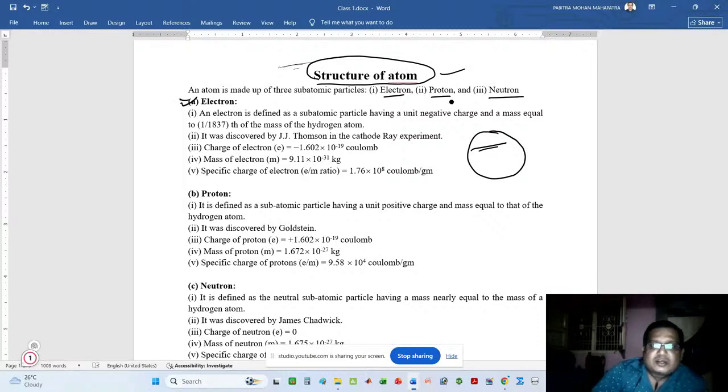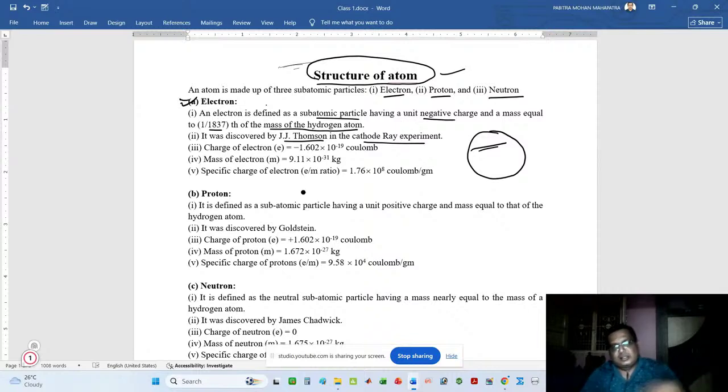An electron is defined as a subatomic particle having a unit negative charge and a mass equal to 1 by 1837 of the mass of a hydrogen atom. It was discovered by J.J. Thomson in the cathode ray experiment. After some time, I will discuss what the cathode ray experiment is and how J.J. Thomson discovered it.